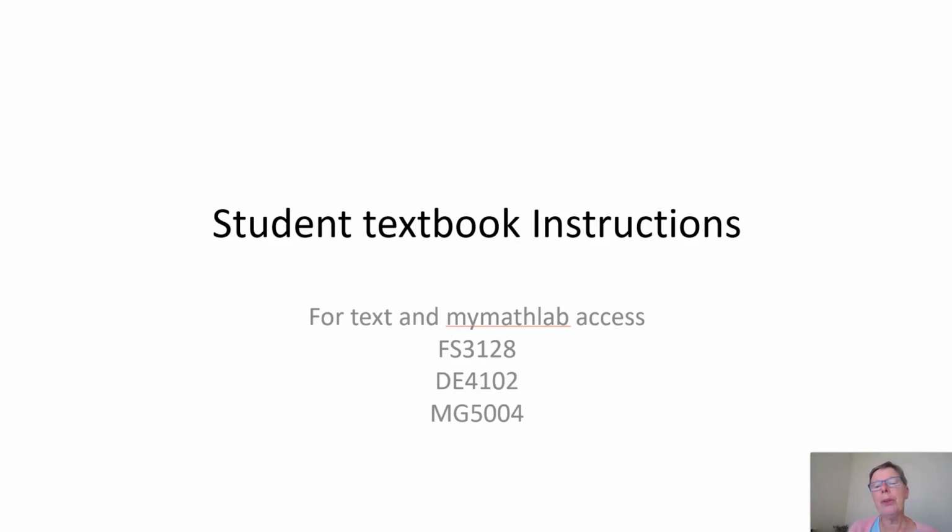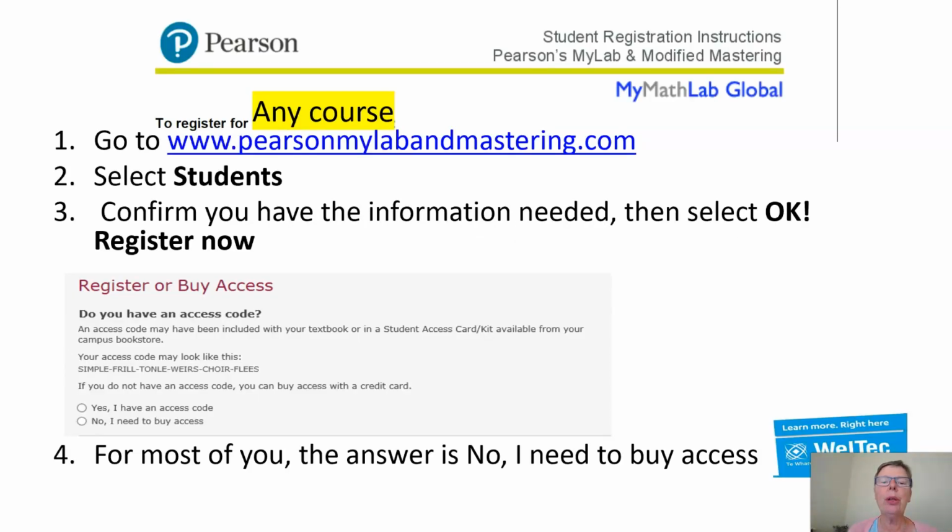Okay, this is actually the instructions for all of the maths courses for the diploma and the degree, but in particular we're looking here for DE4102. So you need to go to the URL that's there. Just make sure that it's the correct one. You need to have a credit card with you. You need to have an email address, and you come up again to register or buy access. For most of you, you need to click on that radio button there saying, no, I need to buy access.